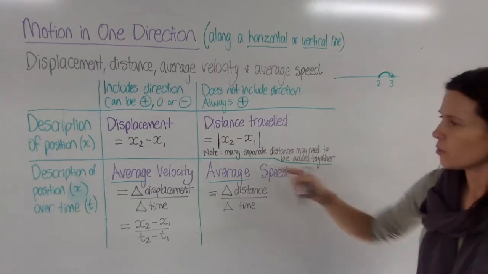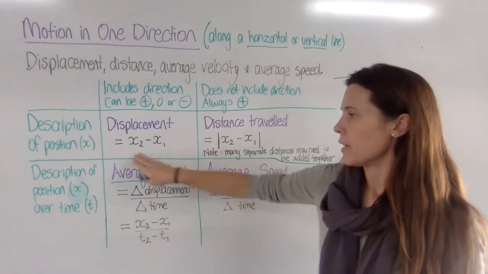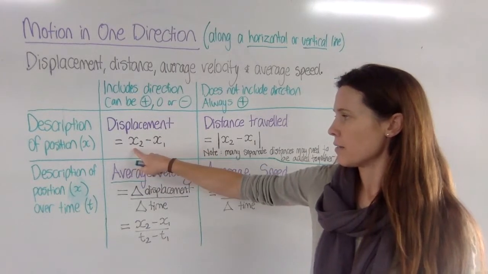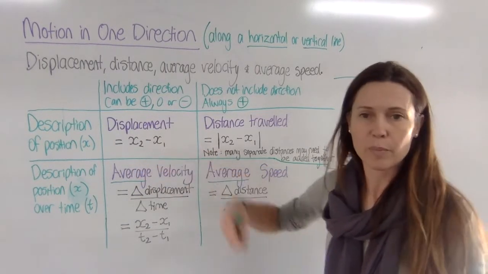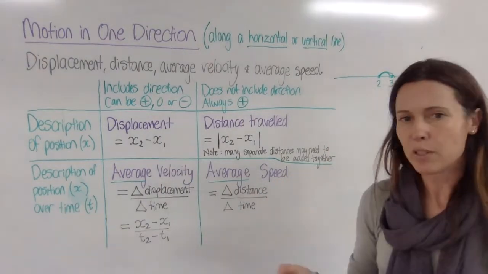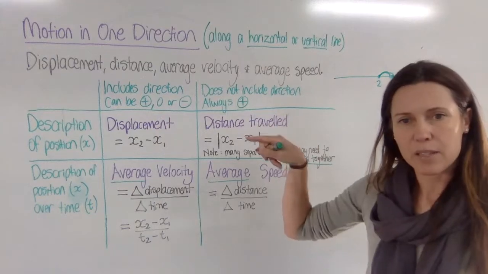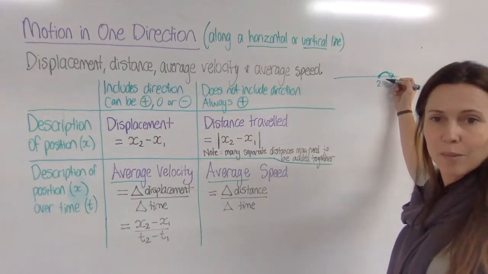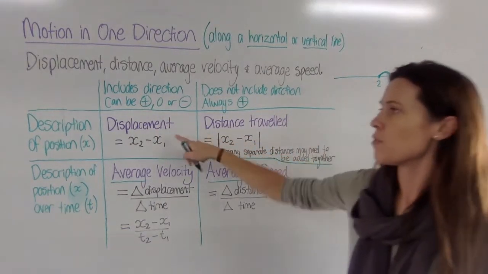Now how can I tell? Well, I've got a formula here for it. It says take the second place that you're in, x2, and subtract the first place. All right, 3 minus 2 equals 1, positive 1. So clearly the displacement there was positive. I moved up the number line. I can also move down the number line.